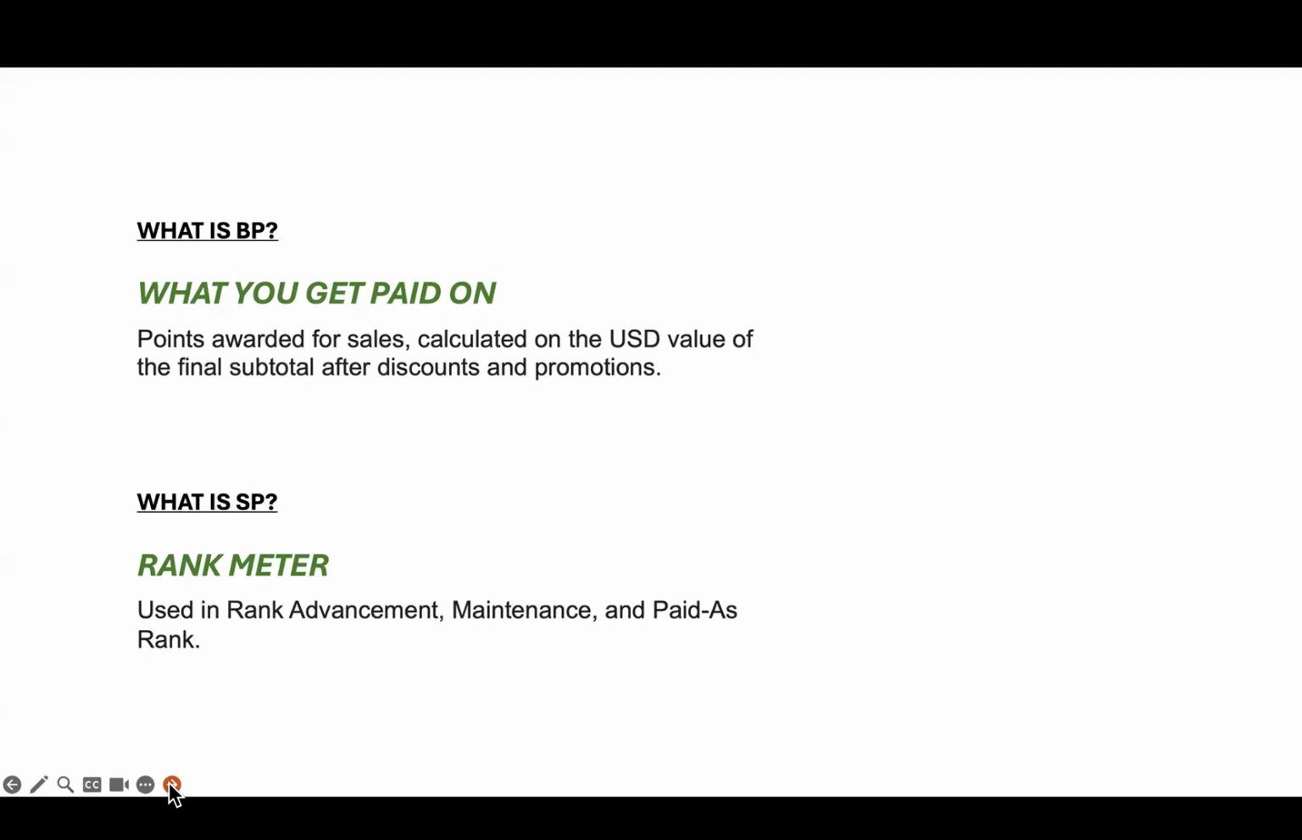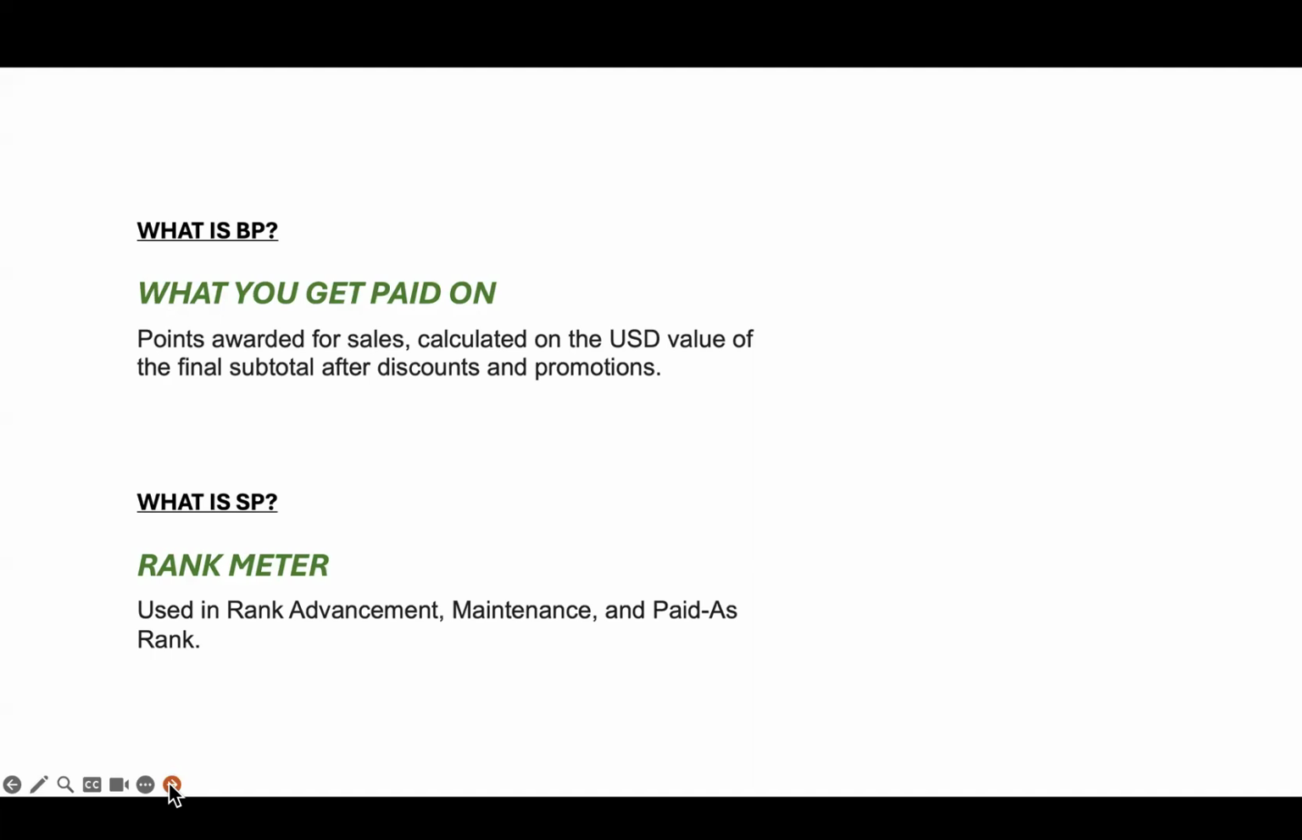You could look at it like dollars, but it's commissionable points that turn into money that gets paid to us. It's points awarded for sales, calculated on the USD value of the final subtotal after discounts and promotions. So BP is what we get paid on all the activities that we do. Whenever you see BP, that's our money.